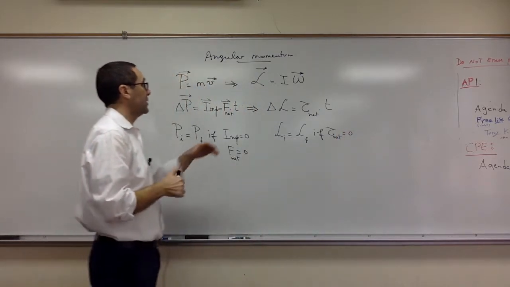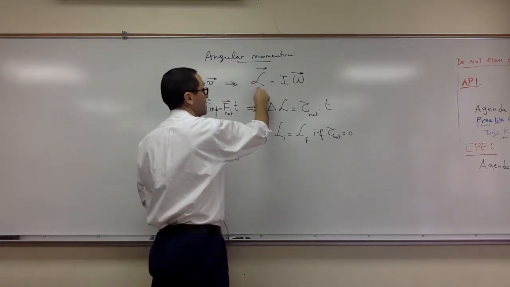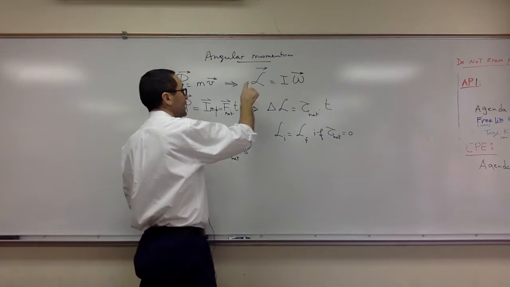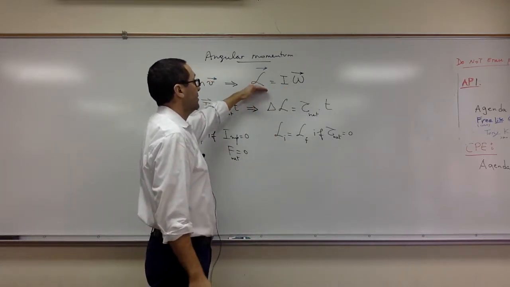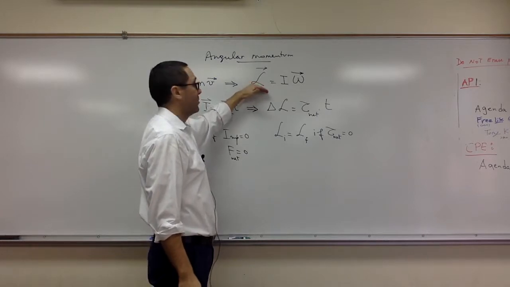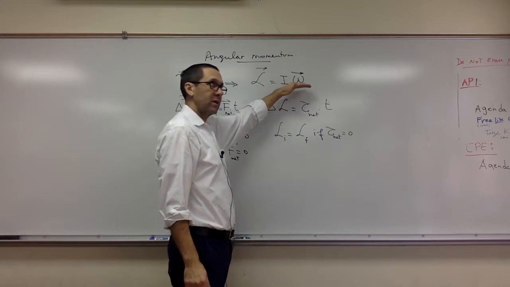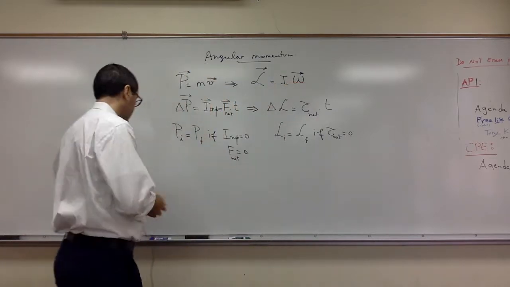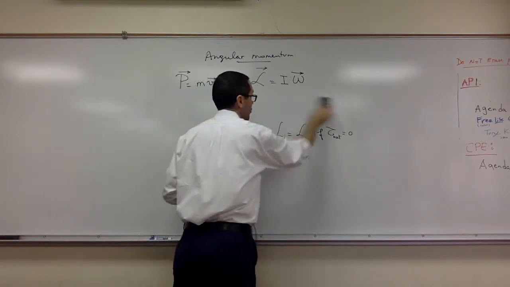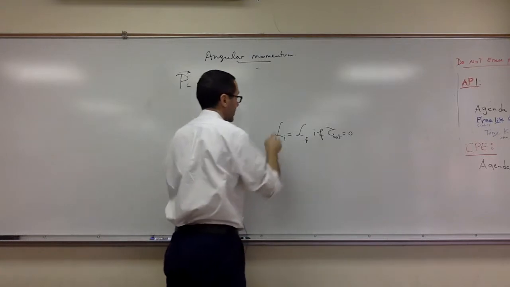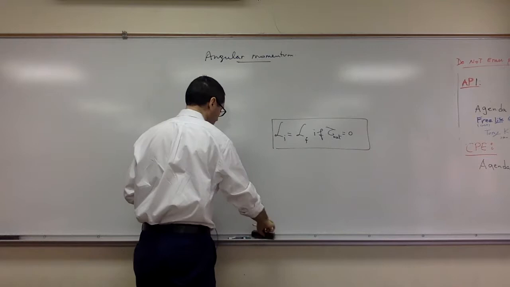Now let's talk a little bit about the vector nature of L. The rules, it's going to be the right-hand rule, the same rules as for omega. In other words, the angular momentum vector is going to be pointing in the same direction as the angular or rotational speed, angular speed, okay? So that's that. So this is extremely important, this part here. Momentum is only conserved if there is no external torque.